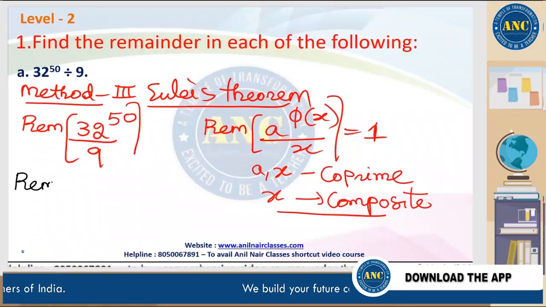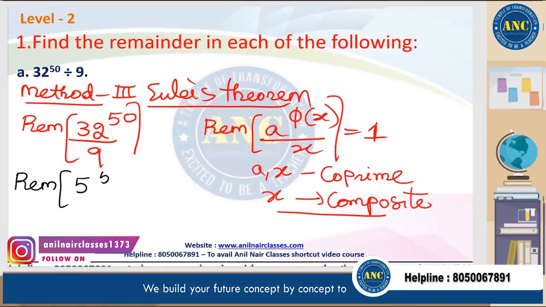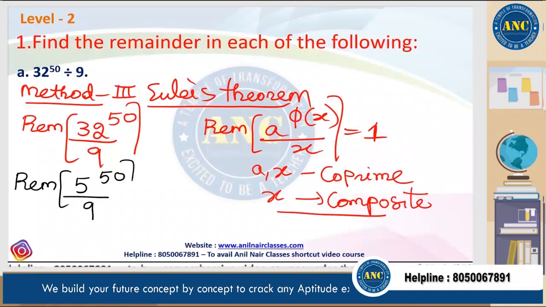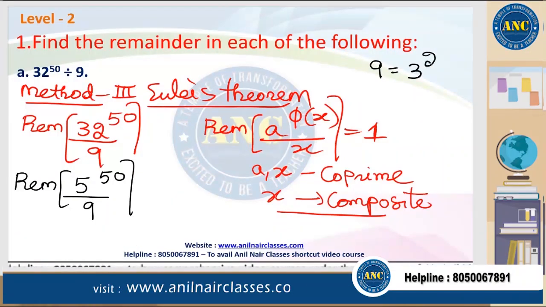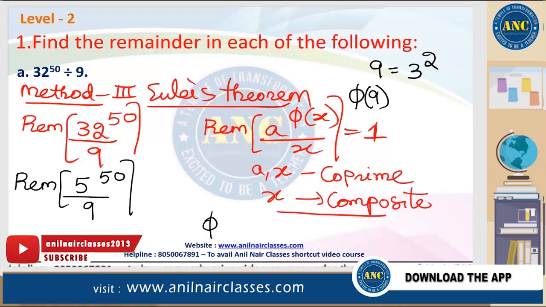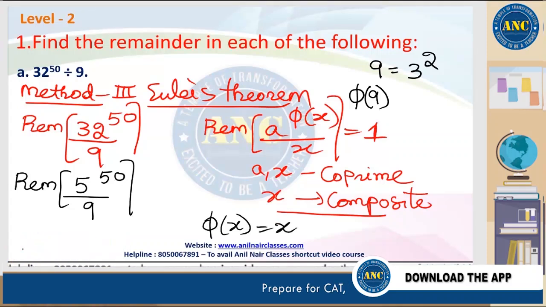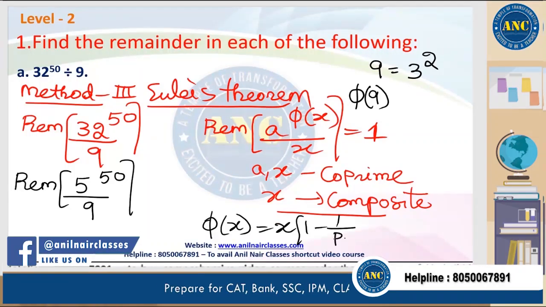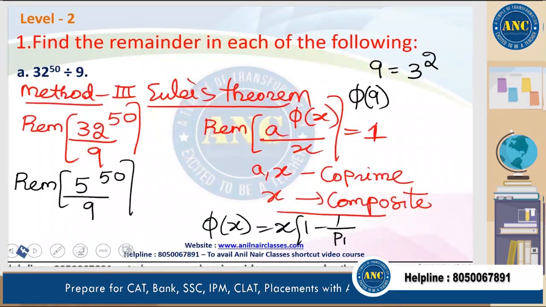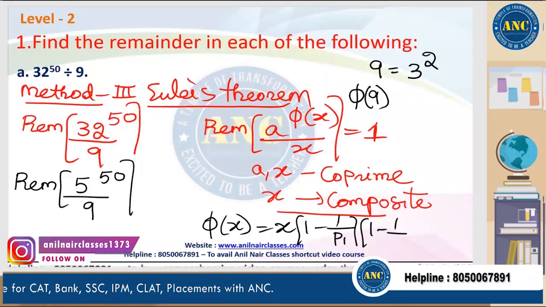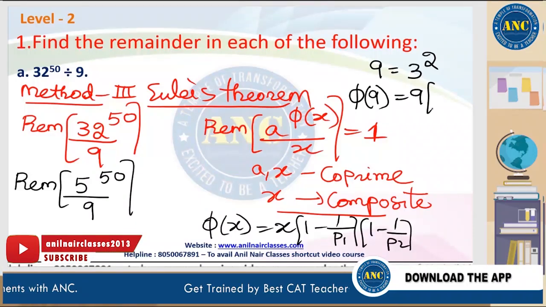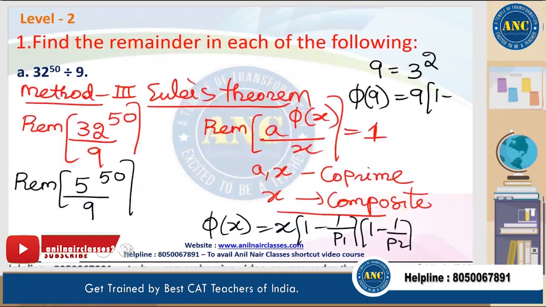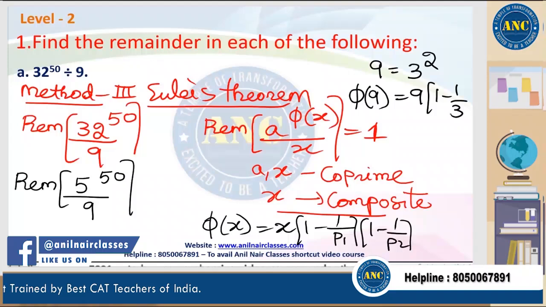9 3s are 27. If you take a positive remainder, 5 power 50 by 9. Since 9 is a composite number, write down 9 as 3 square. The quotient function, phi of x, is nothing but x into, as we discussed yesterday with the proof, 1 minus 1 by p1, 1 minus 1 by p2. What are p1, p2? Prime bases. So x into 1 minus 1 by 3. Directly it will give you the answer.